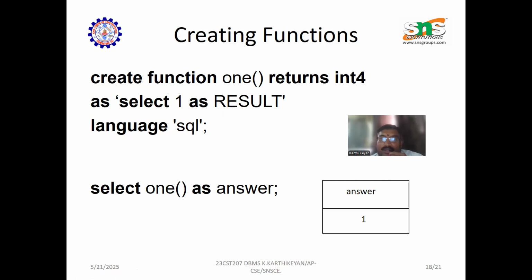This is one of the ways of creating a function. For example, returns integer 4, select one as a star result, language SQL, select one as an answer. This type of query, given in MySQL or an object-oriented database, gives a totally different answer from a different execution in the database management system.